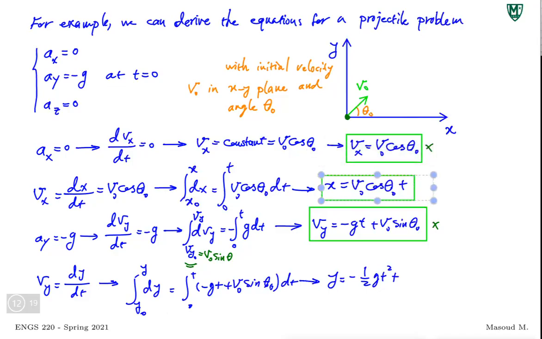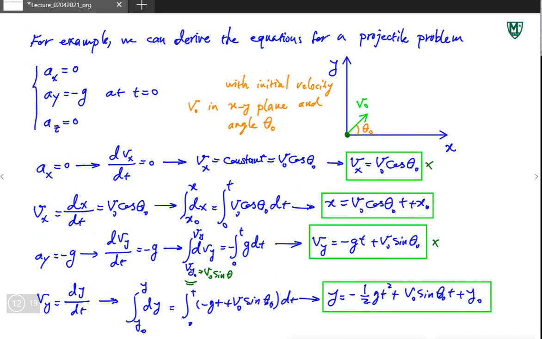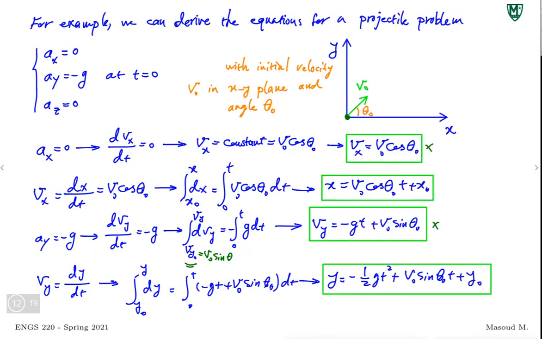I'm going to extend this a little bit. Plus x naught. And here also I'm going to get V naught sine theta naught t plus y naught, just to get something more general. You could always assume that y naught is 0 and we are at the origin, and that just eliminates that. So also we have the components for position.